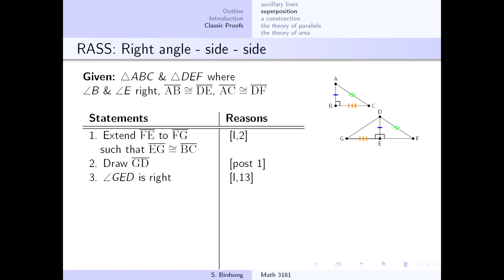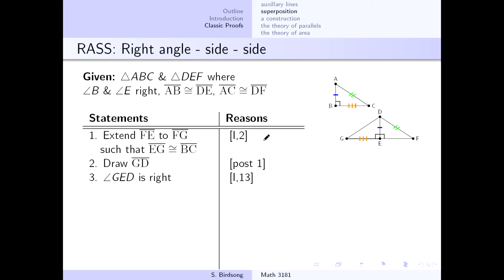We need this to be a right angle because we already had a right angle up here at B, and there's no way these two triangles could be congruent if we didn't have a second right angle at E down there. Now, this citation here of postulate 13 in book 1 talks about supplementary angles.